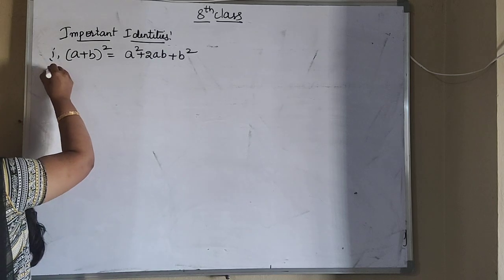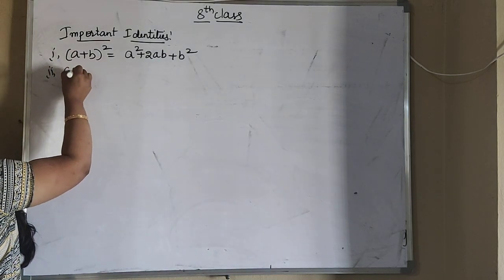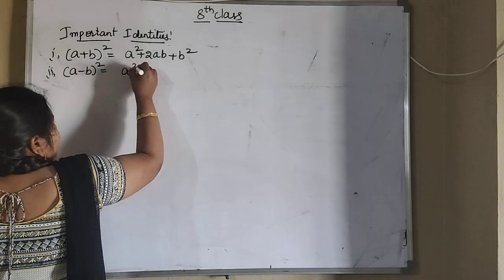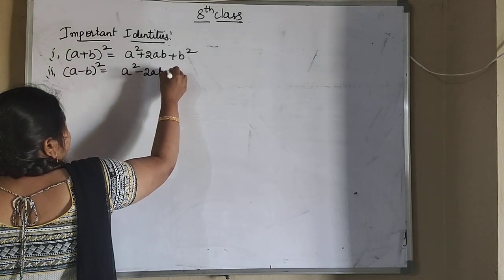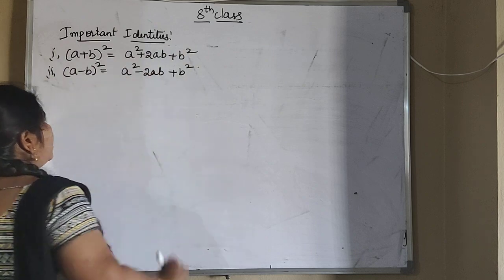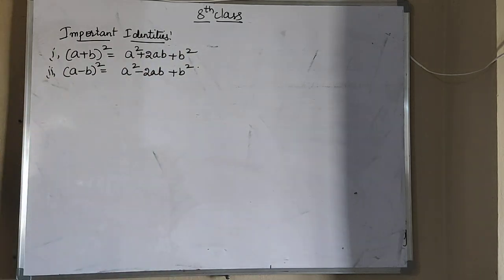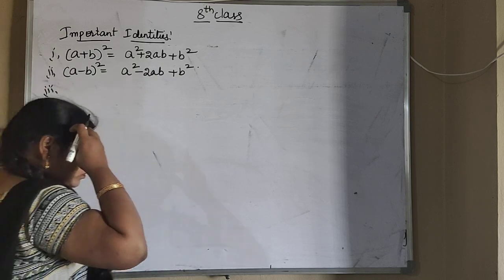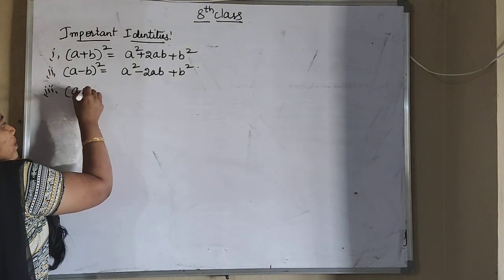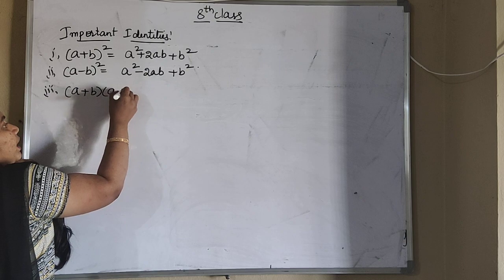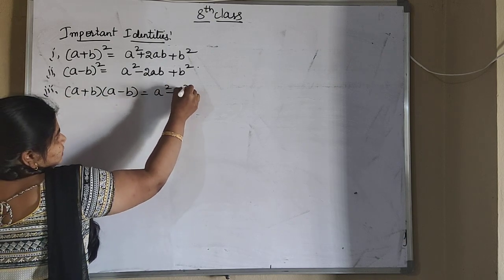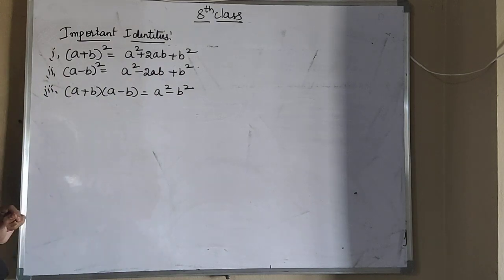Next, in the same way we can write a minus b also. (a minus b) whole square is equal to a square minus 2ab plus b square. So this is in terms of minus. Next identity is (a plus b) into (a minus b) is equal to a square minus b square. So this is our third identity, very important formulas.